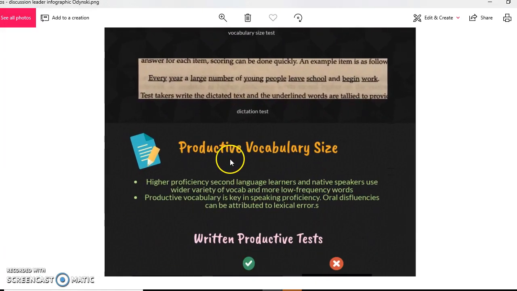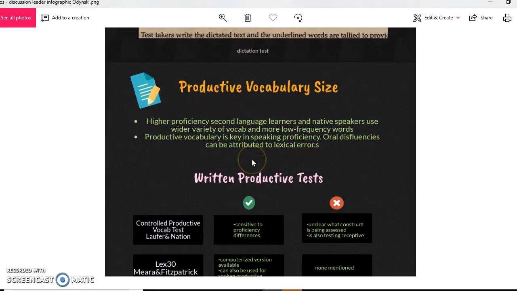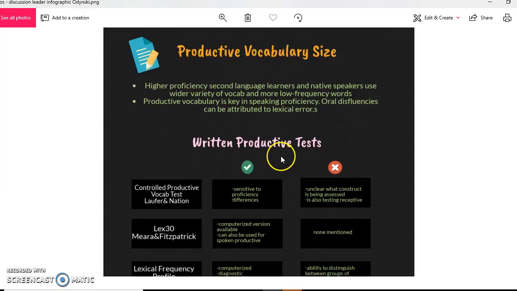From there, we go to productive vocabulary size. This is what you produce, what you speak and write. The authors mentioned that higher proficiency second language learners and native speakers use a wider variety of vocabulary and more low frequency words, which I think is kind of common knowledge, but it also just points out again the importance of vocabulary. They also mention that productive vocabulary is key in speaking proficiency. Oral disfluencies, or what makes people unable to be understood when they speak, can be attributed to lexical errors. So I thought that was interesting to throw in there.